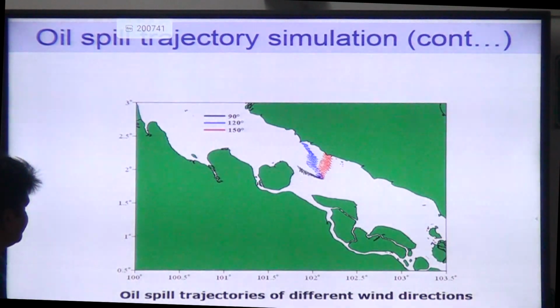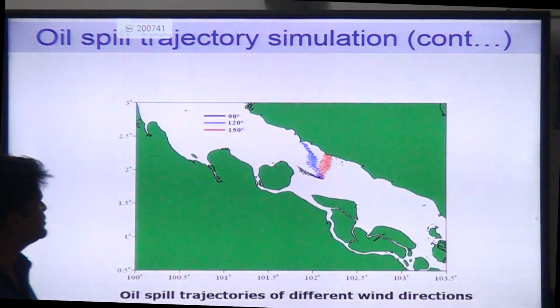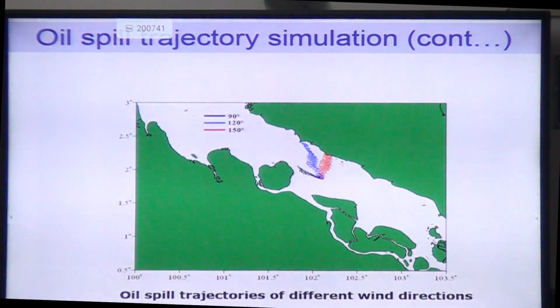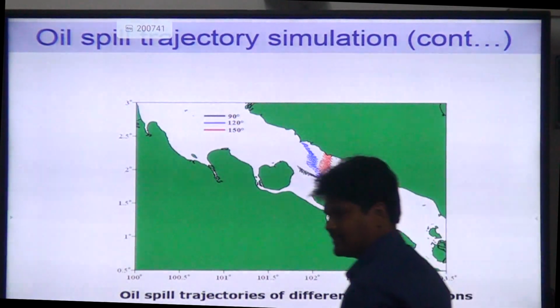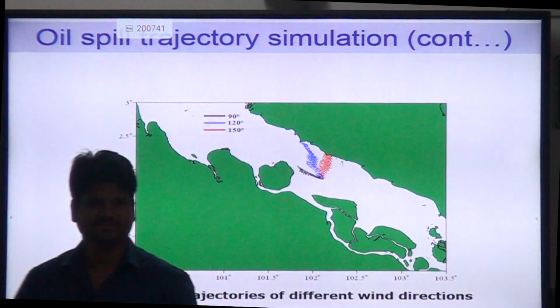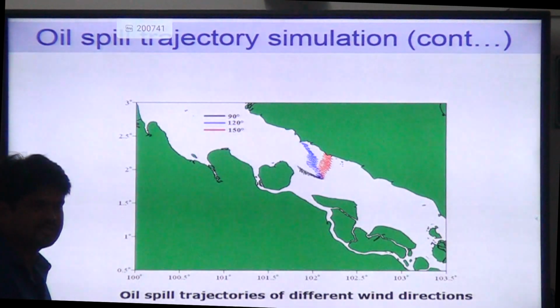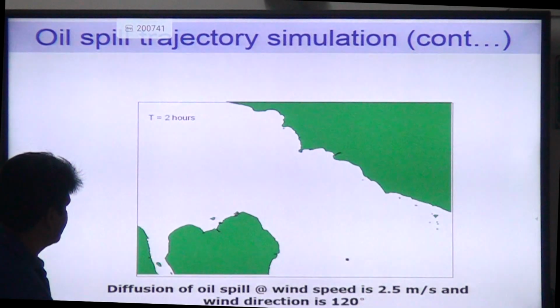Now similarly, if I change the wind direction, keeping the wind speed constant, you see, instead of going to Peninsula Malaysia, it is now going to Indonesia. Better there, but anyway they will be happy. So these simulations are also very, very important.